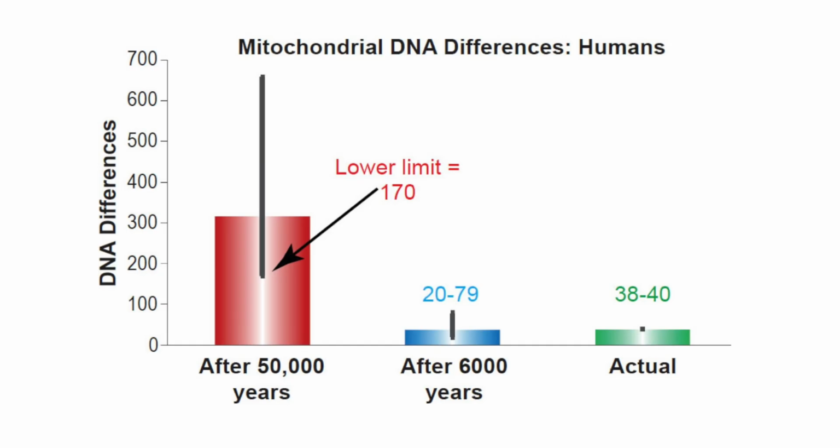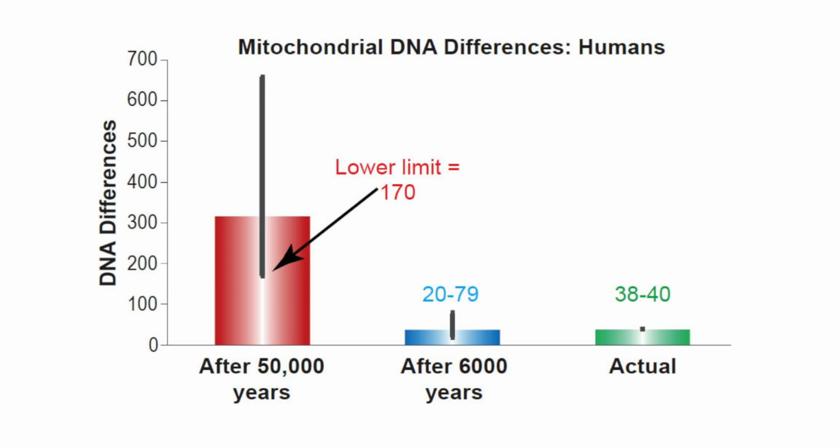And here's a chart. Look at the left. If human beings are 50,000 years old, and the secular estimates are usually 200,000 to 300,000 years old, then there has to be at least 170 differences in the population as a whole. If human beings are 6,000 years old, by comparison, 20 to 80, the actual number is 38 to 40. This is hard science, folks. This is a repeatable experiment.